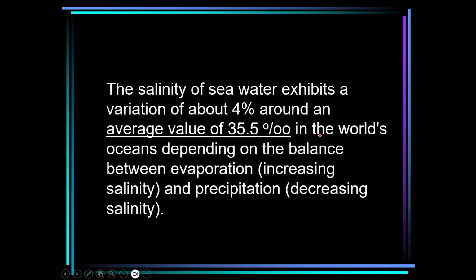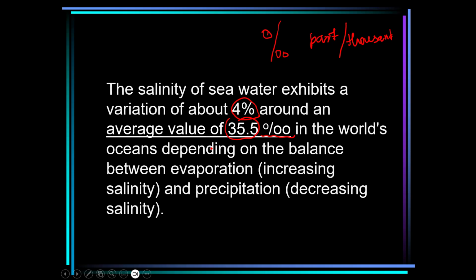The salinity of seawater exhibits a low variation, about 4% altogether. The world ocean, on average, has 35.5 parts per thousand. When you see the 0 underneath, it's called parts per thousand. So 1 part in 1,000 parts.